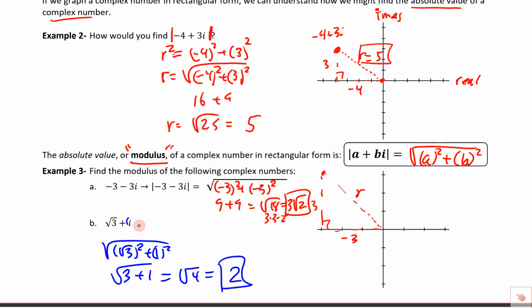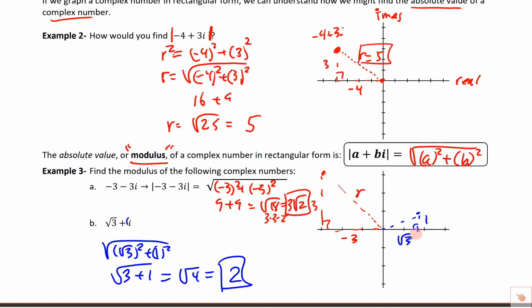And let's see if we can locate this one. This is the one that we graphed up above. So we're talking about this distance right here, and we've got a radical 3 here, we've got a 1 right there, and you might recognize this because this is the short leg on a 30, 60, 90.